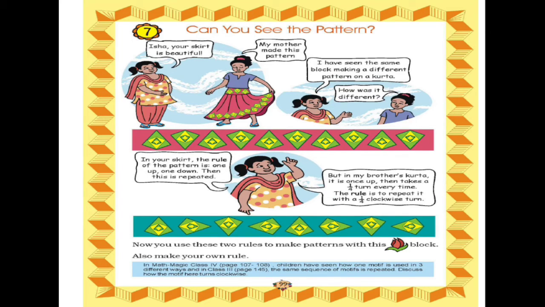So suppose first you will draw this pattern, after that you have to make the 1/4 turn, clockwise turn. So how will you draw? Second you will draw like this. This way the leaf will come here and the flower, the petals will come here like this, right?